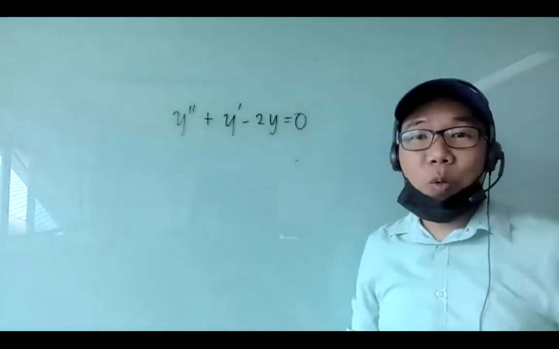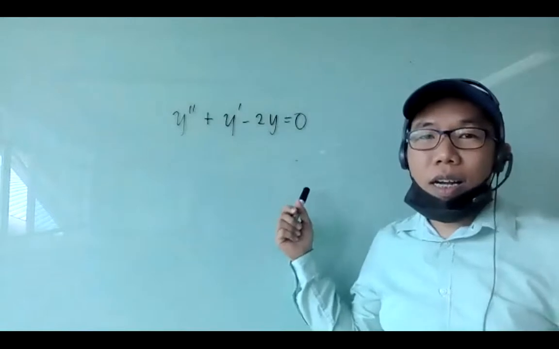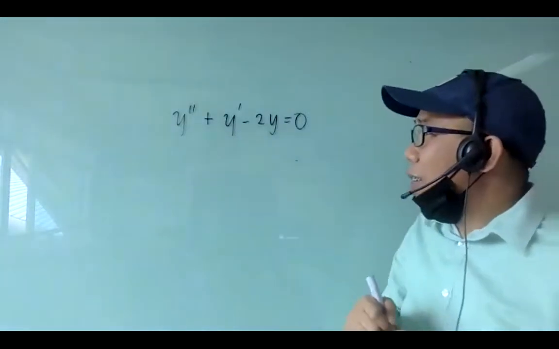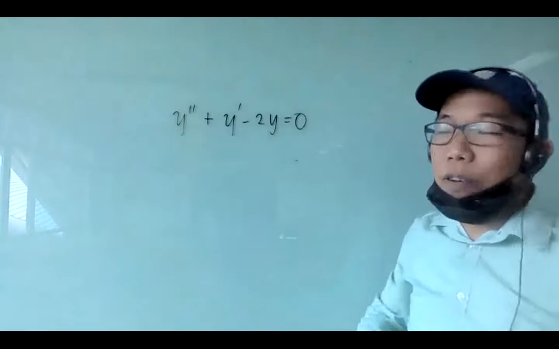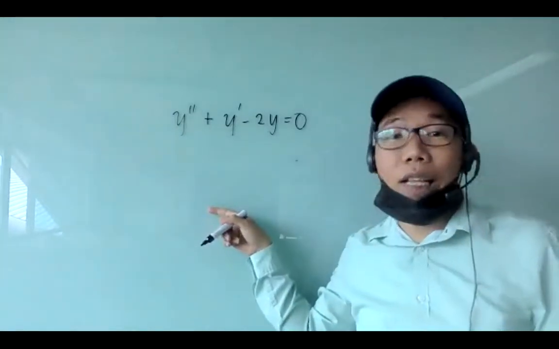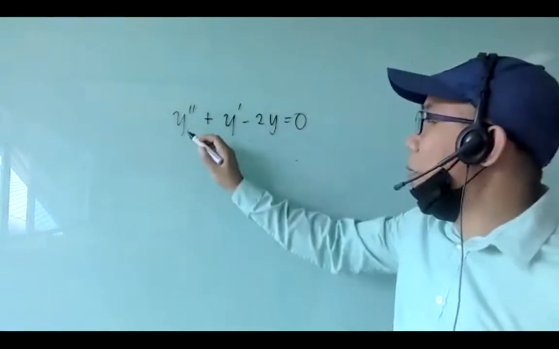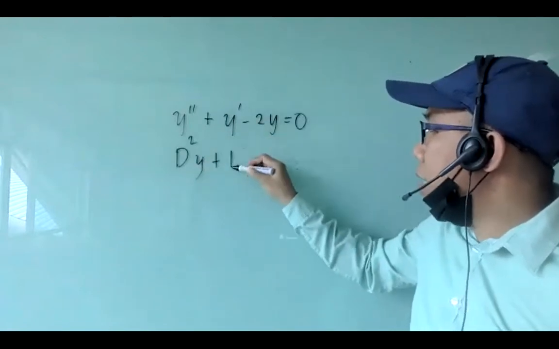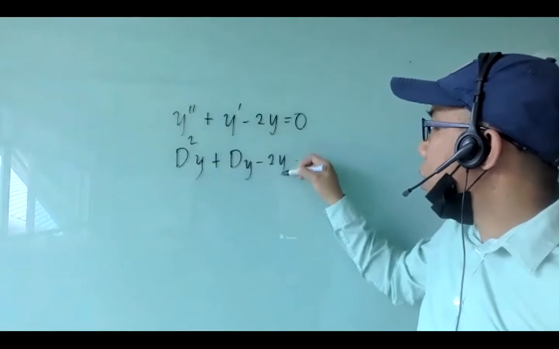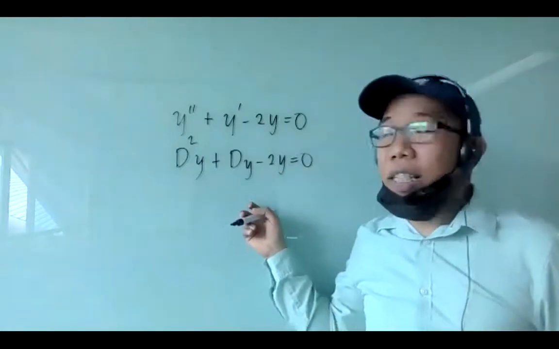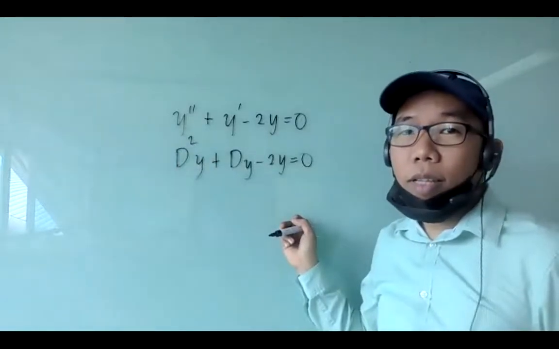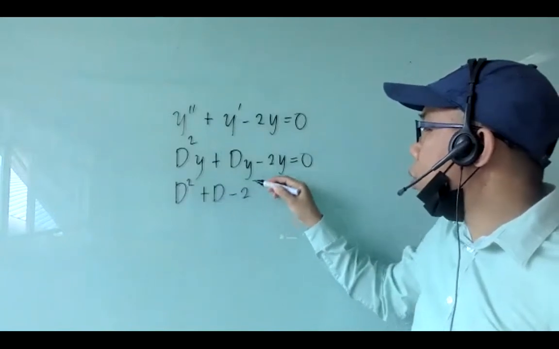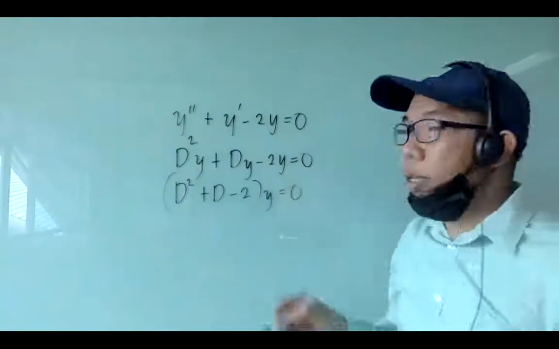So, we are going to solve this linear homogeneous equation. Linear DE. Second order siya. So, we are going to write first into its differential operator form, bago natin isulat yung kanyang auxiliary equation. Now, y double prime means d squared y plus d y minus 2y equal to 0. So this is the other way of writing this differential equation. Or pwede rin ganito: d squared plus d minus 2 times y equal to 0.